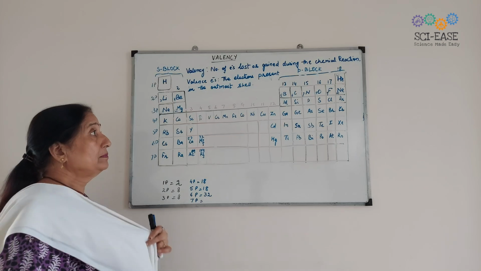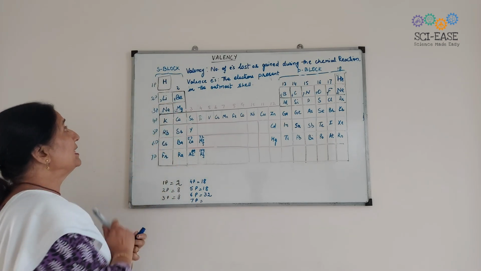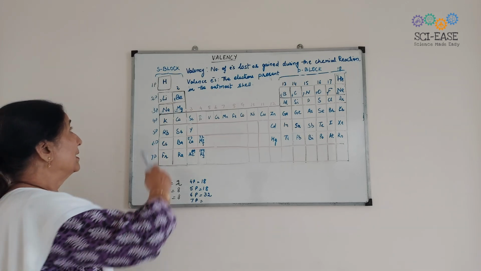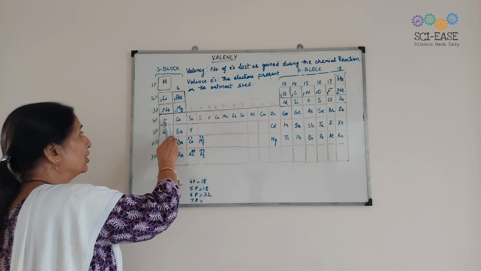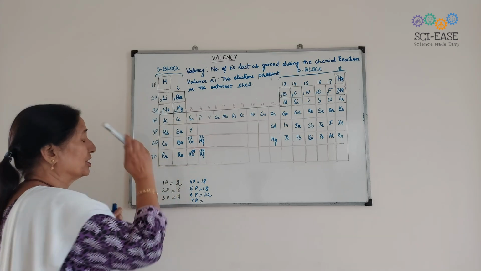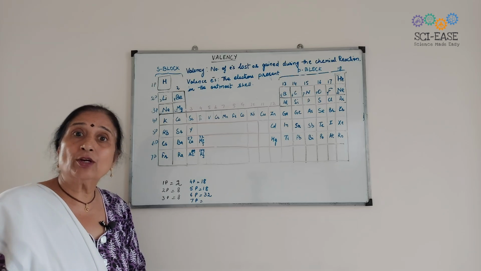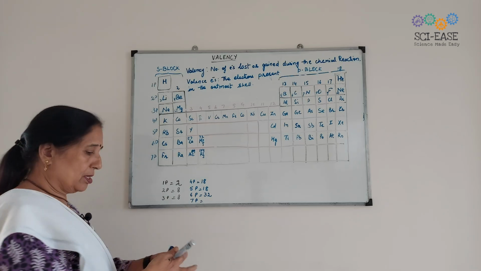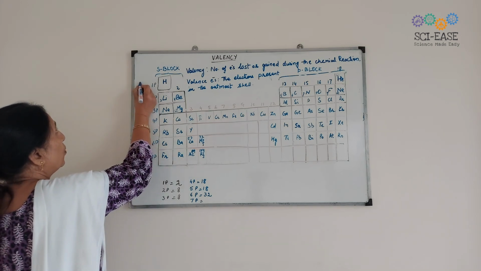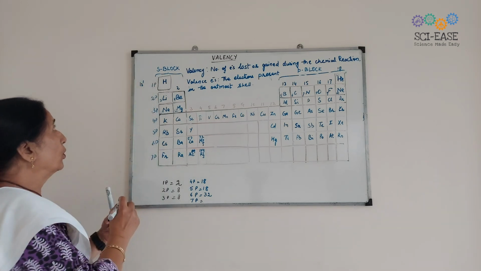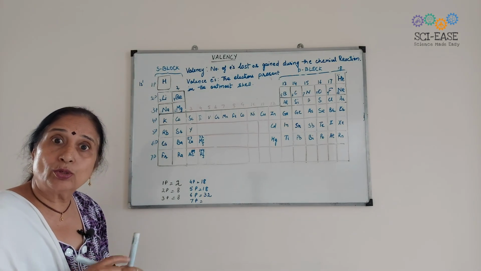So, come to the first group. How many elements are there? Hydrogen, lithium, sodium, potassium, rubidium, cesium, francium. When you write the electronic configuration of hydrogen, what is it? It is 1s1. This means there is one electron present in the outermost shell.